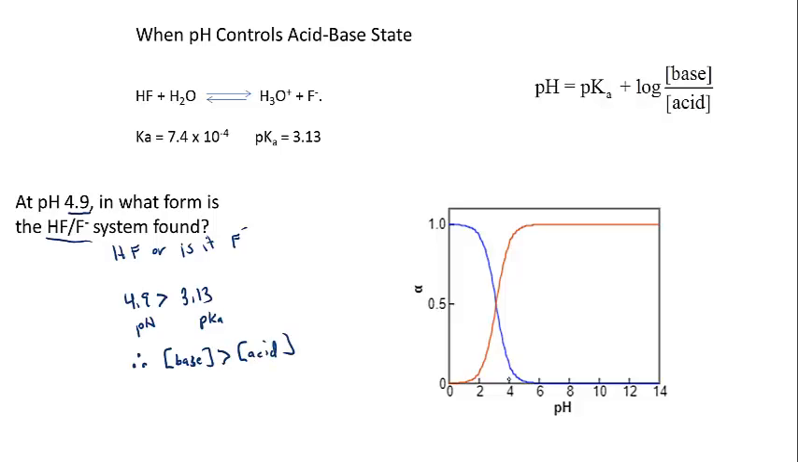If you look at our plot, you're on 4.9, so you're right about here. So you've got about 95% of the F minus. That's the F minus there, and this is the HF here, and you've got maybe 5%. I'm just guesstimating from the plot. So because the pH you have is greater than the pKa of 3.13, you're in the F minus domain. And if this question had asked what it would be at 2.0, then it would be the HF domain.